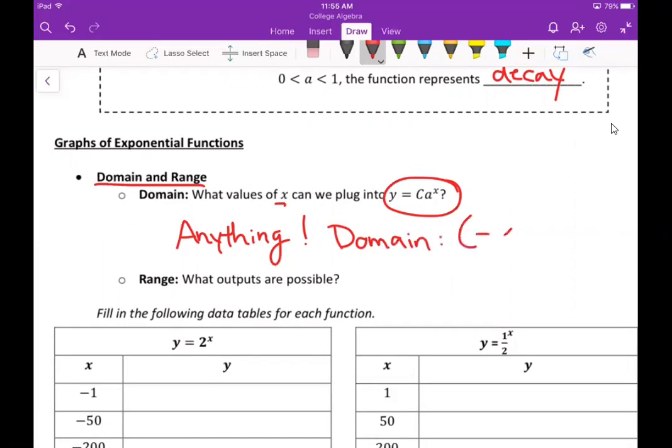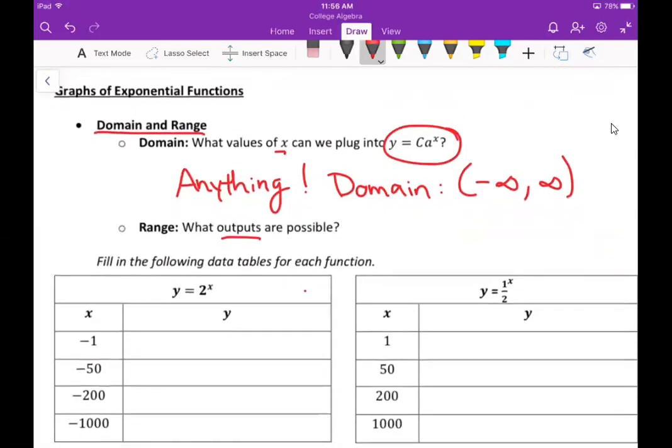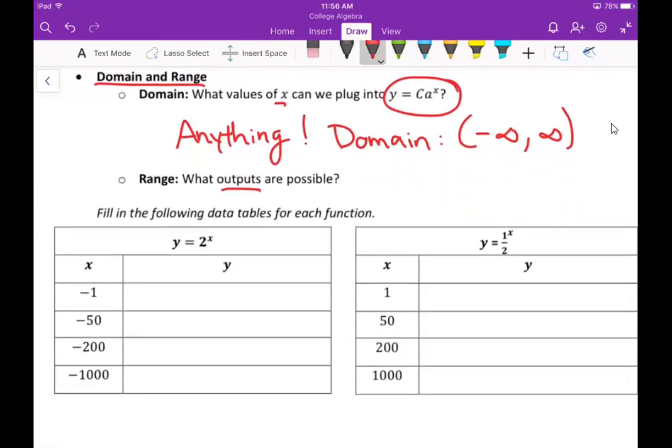We can plug in anything we want and get a domain from negative infinity to positive infinity for any exponential function. But the interesting thing here is when we think about what outputs are possible. So we can plug in anything we want for x, but as we think about plugging in those negative numbers or positive numbers, we have to think about what's happening to y. So if we think about exponential growth, we're just going to play around with some values and see if we can figure out if we can have any output or if there's going to be some restriction here.